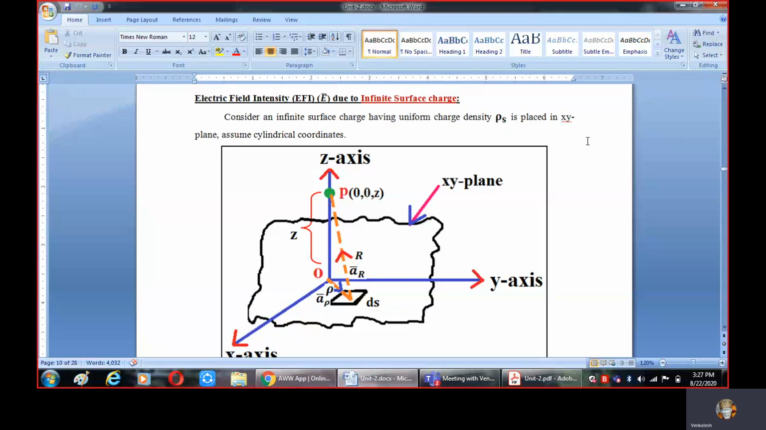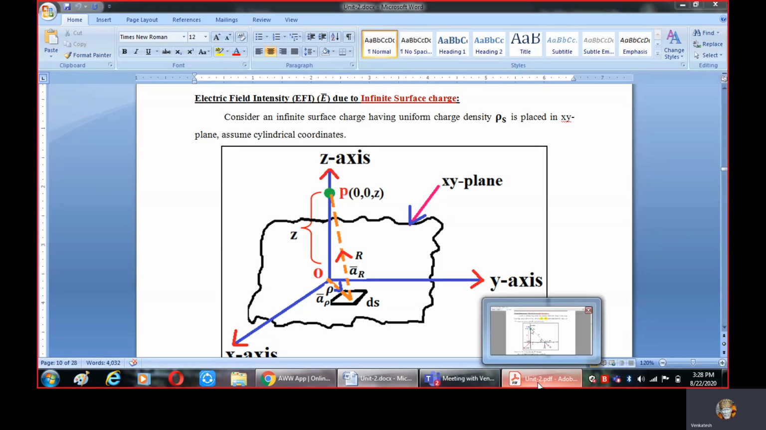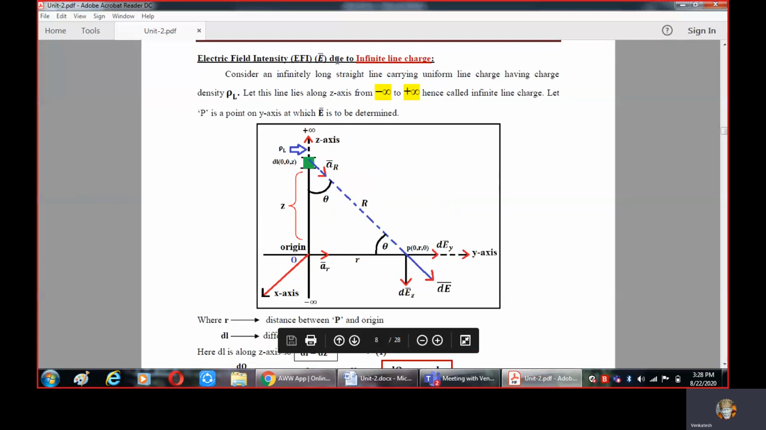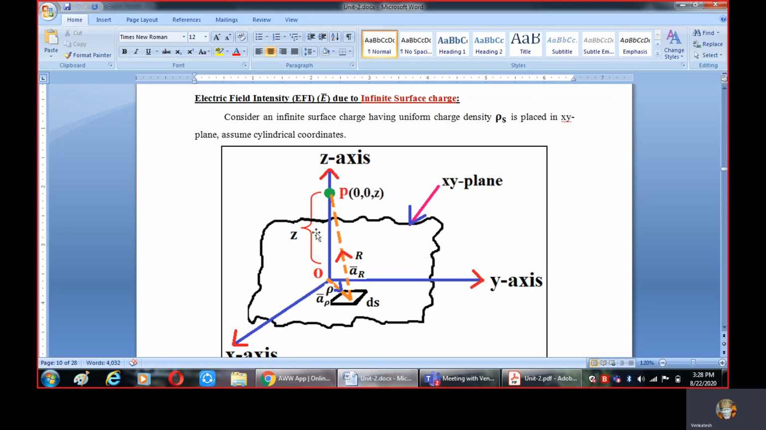Hello students. Now I want to give you some explanation about electric field intensity E bar due to infinite surface charge. This derivation is somewhat similar to the earlier equation we learned, electric field intensity E bar due to infinite line charge. Here we had considered an infinite line. The length of the line is infinite, plus infinity to minus infinity. Here we are assuming a particular surface. It has infinite surface area.